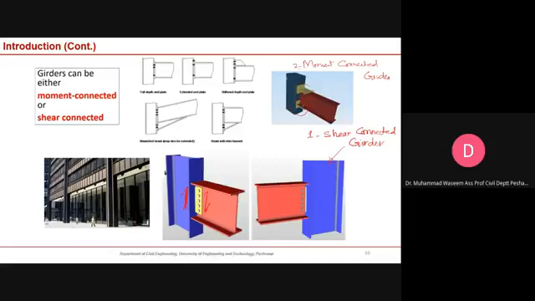So these are the two classifications of the girders based on the connections between the compression member of the column and the beam. This is an example of a moment connected girder, because in a moment connected girder you get this type of couple, so it can transfer the bending moment but cannot transfer the shear. Over here, this can only transfer the shear. It cannot transfer this bending moment. So a girder can be either moment connected or shear connected.